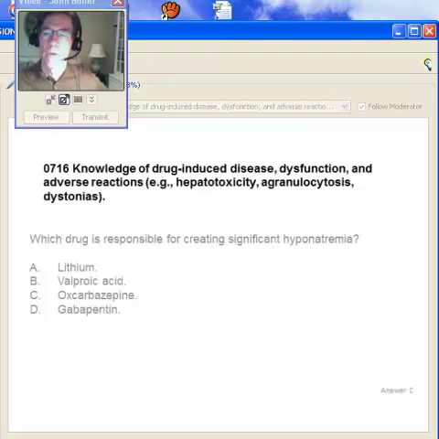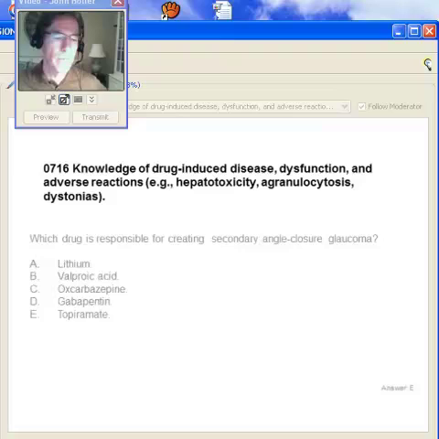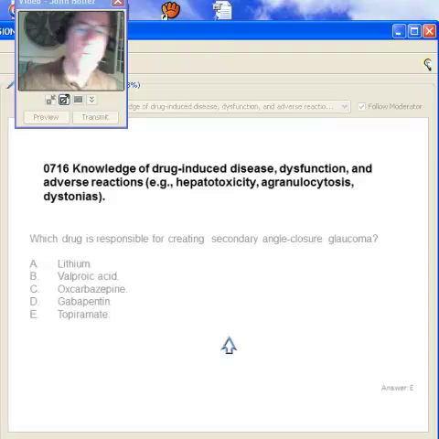Drug-induced disease. So we have, which drug is responsible for creating significant hyponatremia? You should know that instantly. It's always this one, oxcarbazepine, Trileptal. What happens when you have hyponatremia? What does the person complain of? Anybody got an answer to that? No, not so much confusion until it's really bad. Initially, it's always fatigue. Right, Christine, you got it.